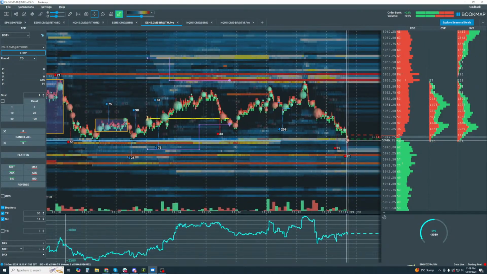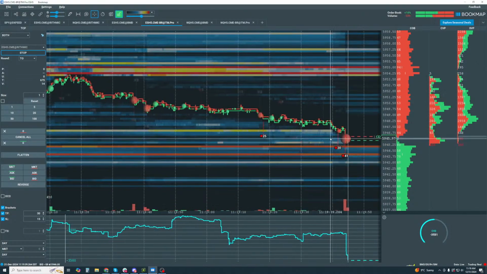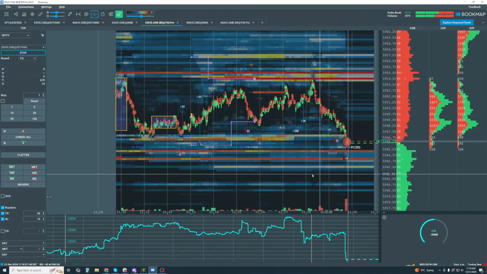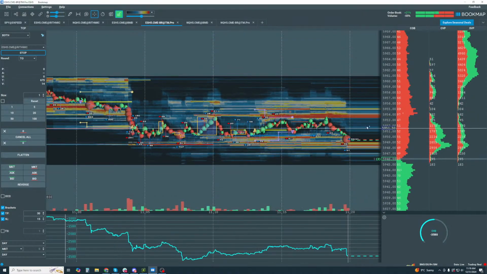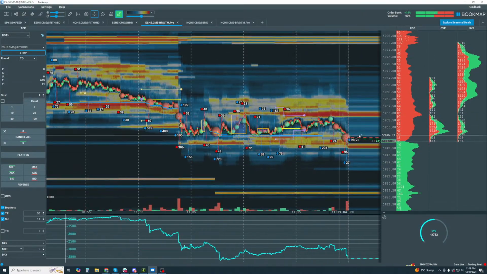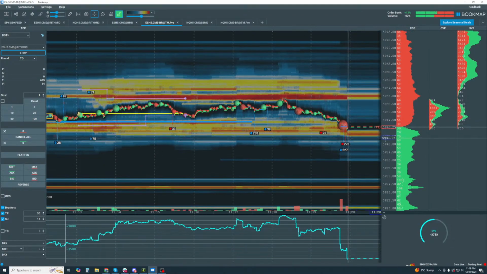And buyers getting out of the way here. There. So sellers. Yeah, this could be another break here, just like what we experienced last time. But I don't know. I'm gonna hold off on this one here.